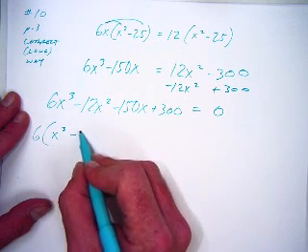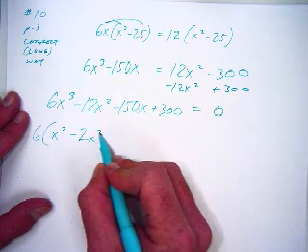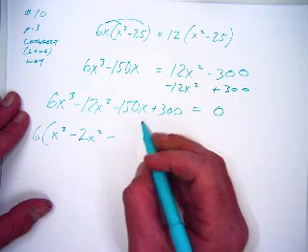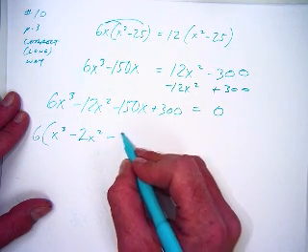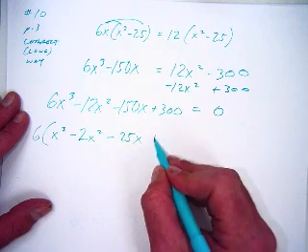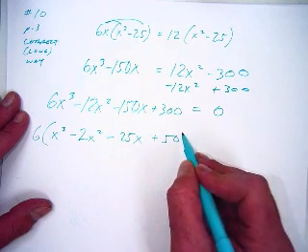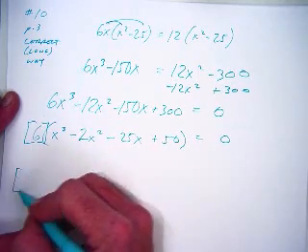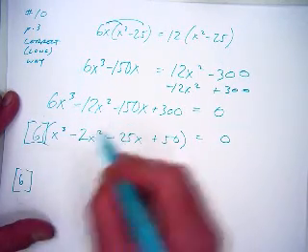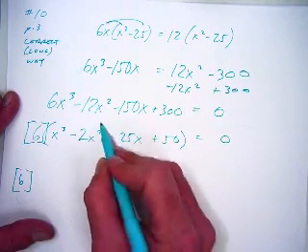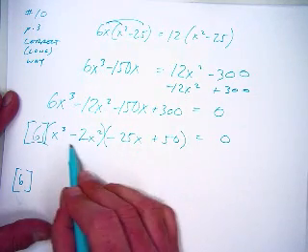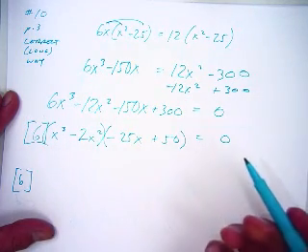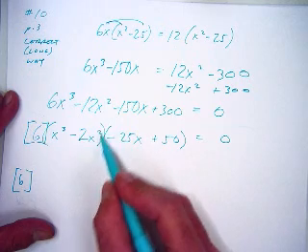So we get x cubed minus 2x squared minus 25x plus 50. All that equals 0. This 6 is just going to come down all the way through. We're not going to mess with it anymore. Here we have a four-term polynomial, so we're going to have to group.